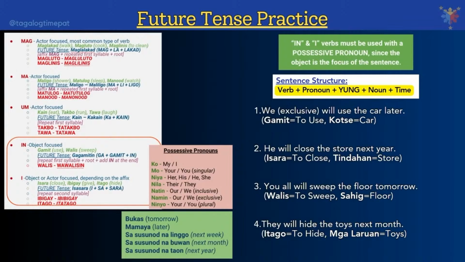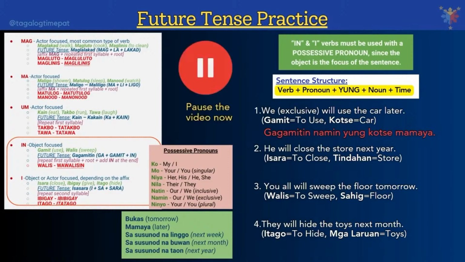Let's start with number 1. We, exclusive, will use the car later. Gamit means to use. Kotse means car. So let's take a look at the sentence structure. The verb should come first. So the future tense conjugation of gamit, let's take a look at in verbs. Repeat the first syllable, then it's the root, then you add in at the end. So it would be gagamitin. Gagamitin, then it's we exclusive, namin, yung kotse mamaya. Gagamitin namin yung kotse mamaya.